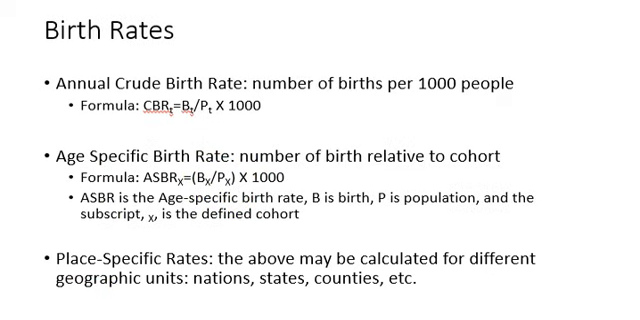And next we can look at birth rates, and what we'll see is a parallel set of ideas, beginning with the annual crude birth rate, which is taken as the number of births per 1,000 people. And the formula for that looks very familiar if you were looking at the crude death rate. We replace deaths with births. So it's births over population times 1,000. We can look at those for the whole population, or we can look at those for specific groups.